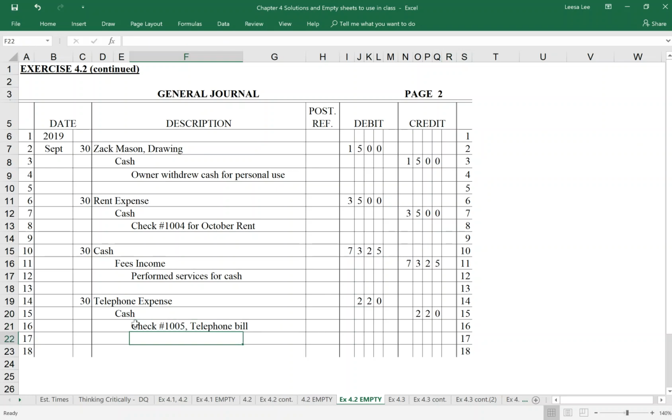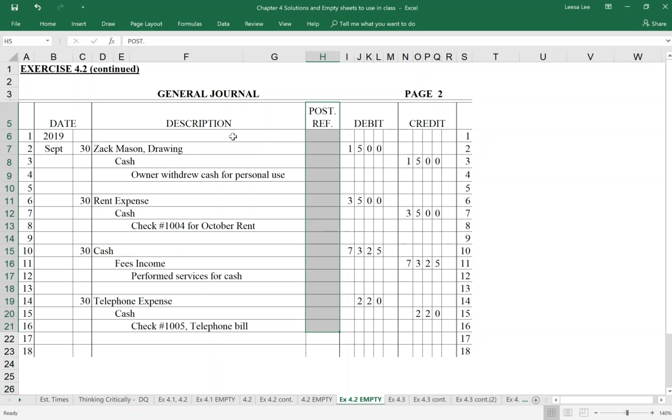Okay, so now we have finished with all of the transactions for September for the Mason company, and the next step that we are going to do is we're going to post all of these general journal items into individual ledgers. So you will notice that as we went through the general journaling, we did not do anything in this post reference column. That is to be used after we post each item in their individual ledger accounts.